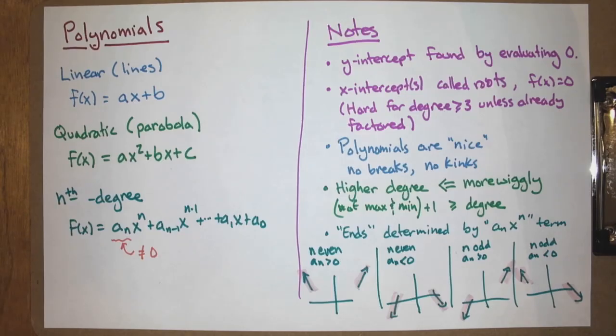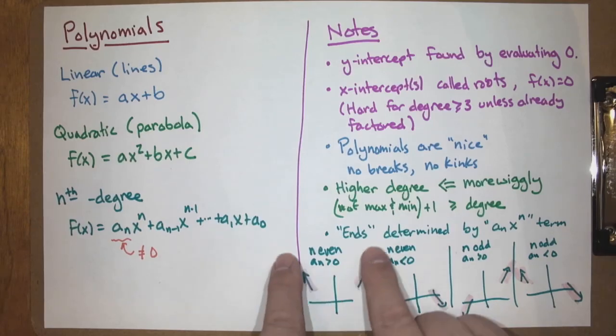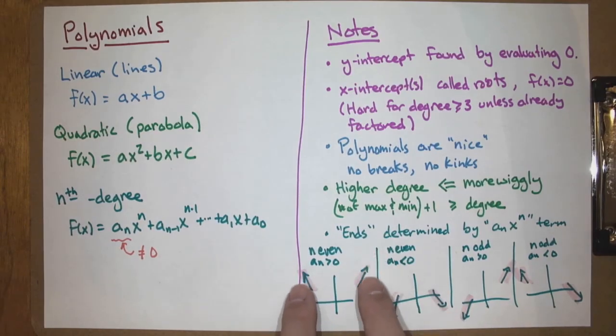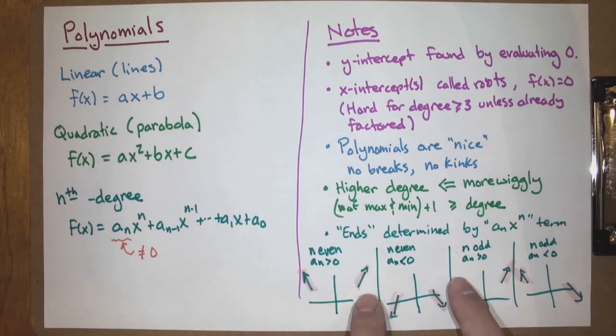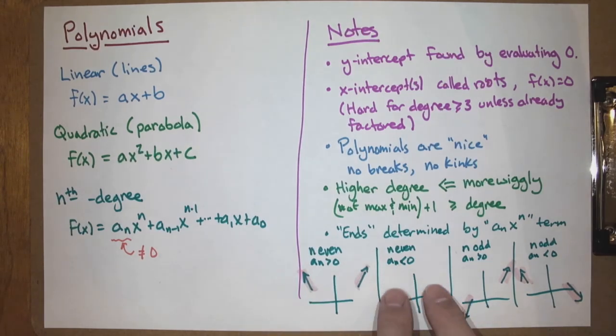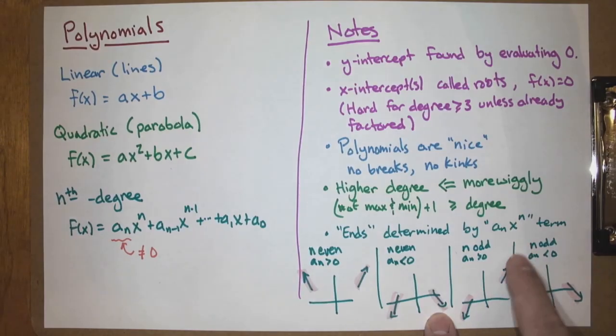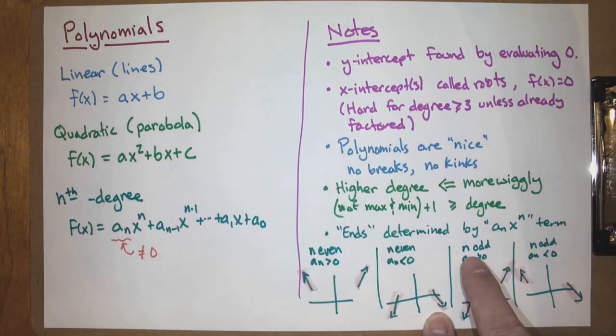If n is even, then you're either going to be going up or down at both ends. If n is even and a sub n is positive, then you're going to be going up for large values of x, both positive and negative. If n is even and a sub n is negative, in the long run, you're going to be going down at both ends. If n is odd and a sub n is positive, you'll be going up for large positive values and down for large negative values. And how does that work?